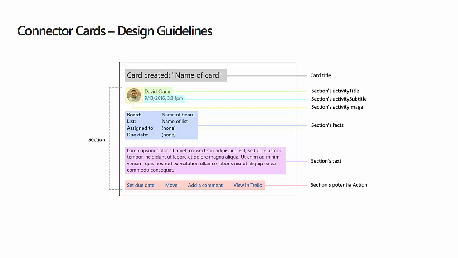So in the sample you see here, we have a title for the card, a section about activity, some facts listed here, which is just a little table that shows information about specific information, as well as some text and actions down at the bottom. Again, these sections are optional. The individual pieces within the sections are also optional, so you can mix and match all of these to provide the information that you feel relevant.